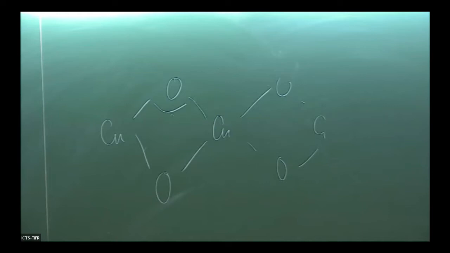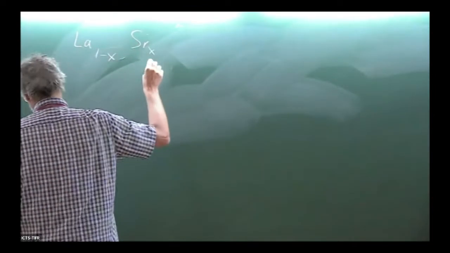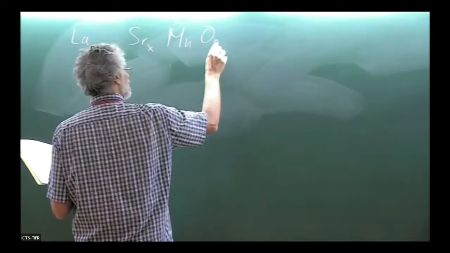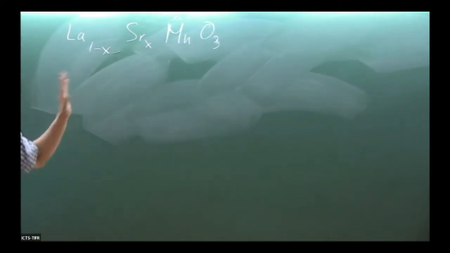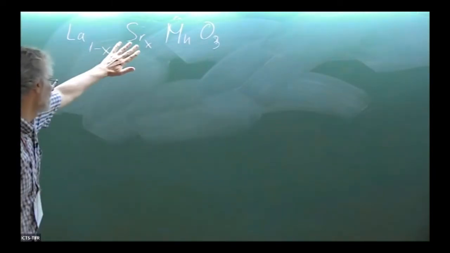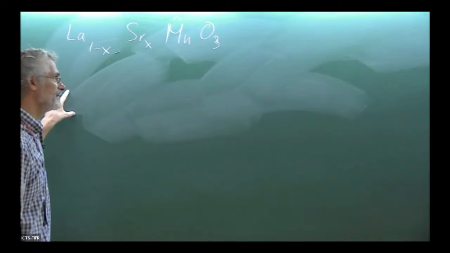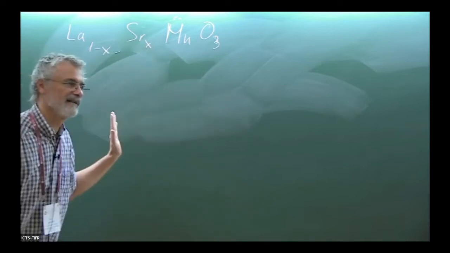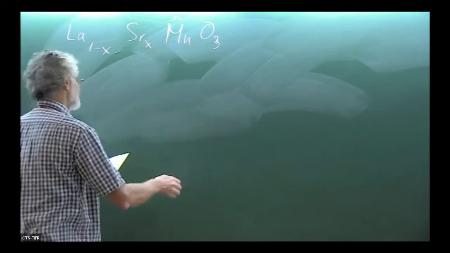So typically, let's look at the example of lanthanum 1 minus x, strontium x, manganese O3. The lanthanum and strontium have a different valence, so by changing the x composition, you can dope the material. In one case, it will be maybe an insulator of one type. If x is, say, 1, it will be something else, and in between, we will have itinerant delocalized electrons. So what happens in this manganese oxide?